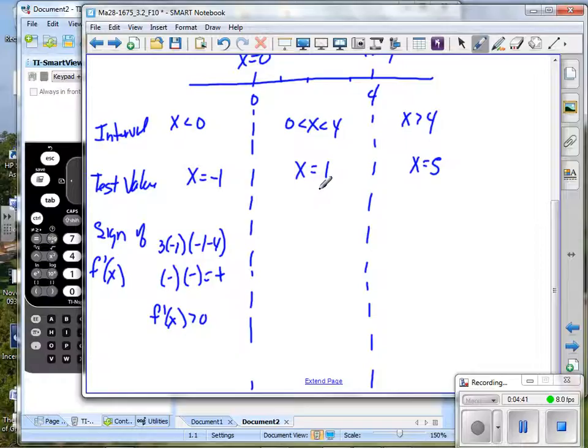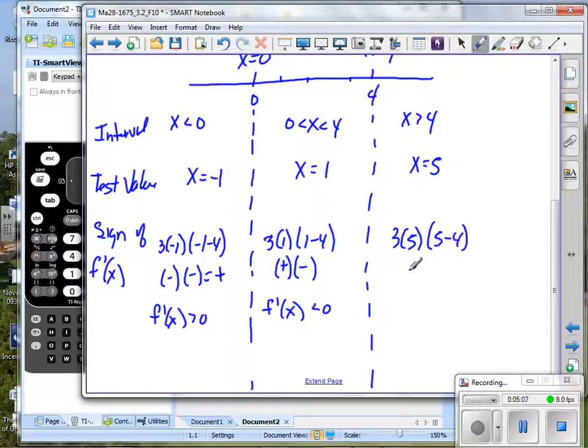What about at 1? Now let's see, I have 3 times 1 times 1 minus 4. 3 times 1 is 3, 1 minus 4 is negative. So the first derivative, is it positive or negative in this interval? That's negative, okay? And I'll do the same thing with my 5. 3 times 5 is positive. 5 minus 4 is positive. That means that the first derivative is positive.